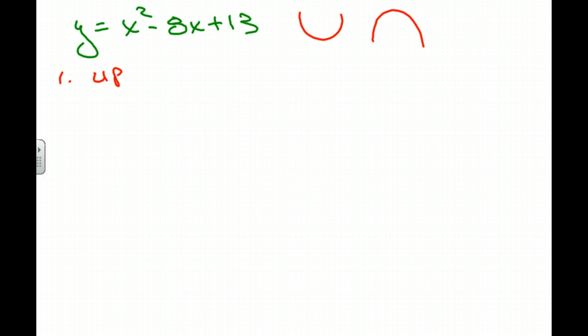Do you know from the first number? The first number, yeah, the number in front of the x squared. So if that were a -3, it would open down.